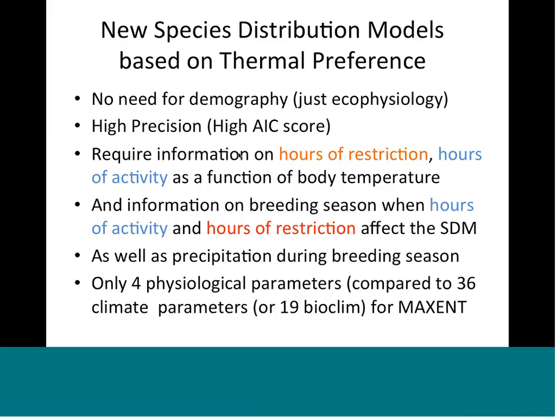But the other methods that I'm going to show you are actually, you could call them quick and dirty, but you just require some information on hours of restriction or hours of activity as a function of evolved body temperature. Despite the fact that they're so quick and dirty, they can actually develop very high precision, high AIC scores. And the reason why is that they not only build in the information on these ecophysiological traits, but they also essentially bundle together the information across important parts of the phenology, in this case, breeding season, post-breeding season.